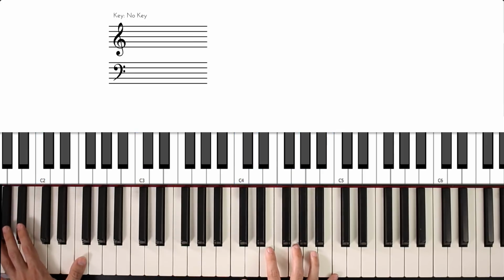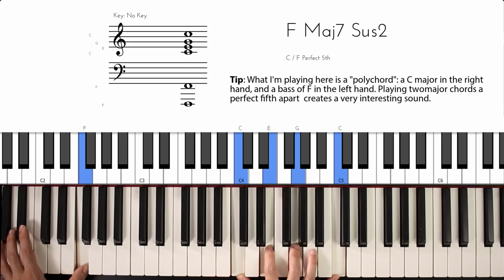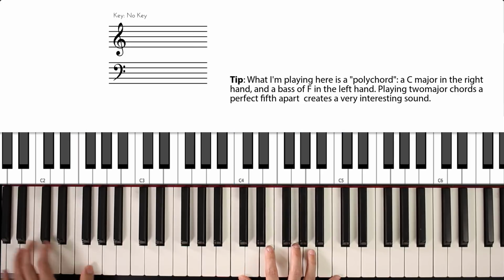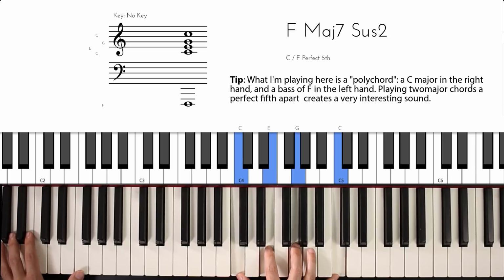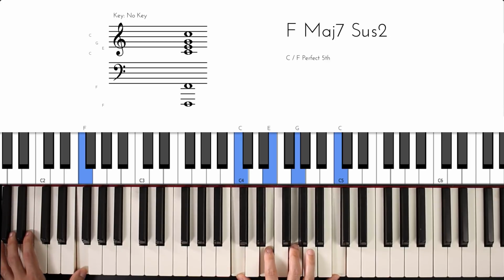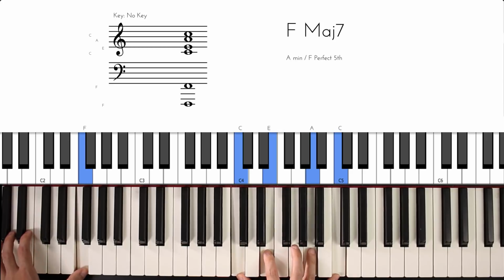Then I go back to the F major. And this is a slightly ambiguous sound. I'm playing the F bass in the left hand, and in the right hand I'm playing a C, an E, a G, and a C. If this sounds a bit too ambiguous to you, what you could do is maybe move this G either down to an F or up to an A.